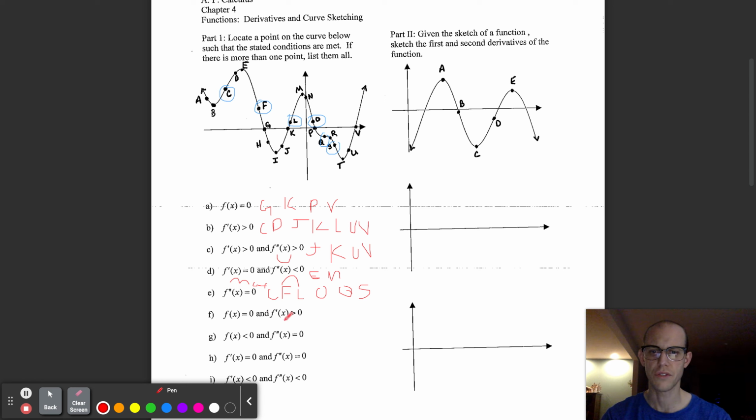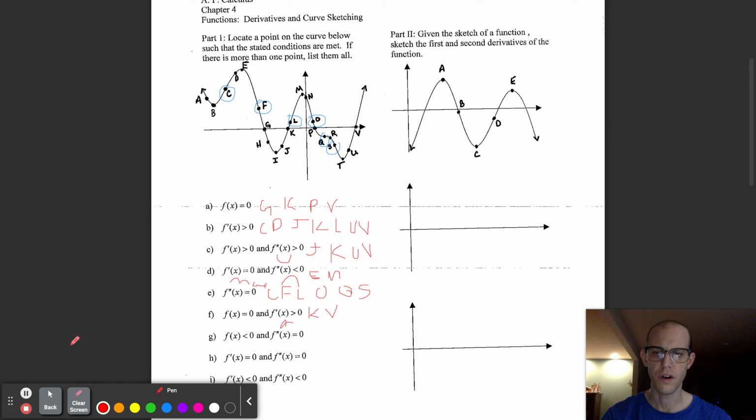All right, F, when the function is 0, already had that happen up here, and the first derivative is greater than 0, which is increasing. So out of these options, where is the function increasing? G is decreasing, K is increasing, P is decreasing, V increasing. So K and V.